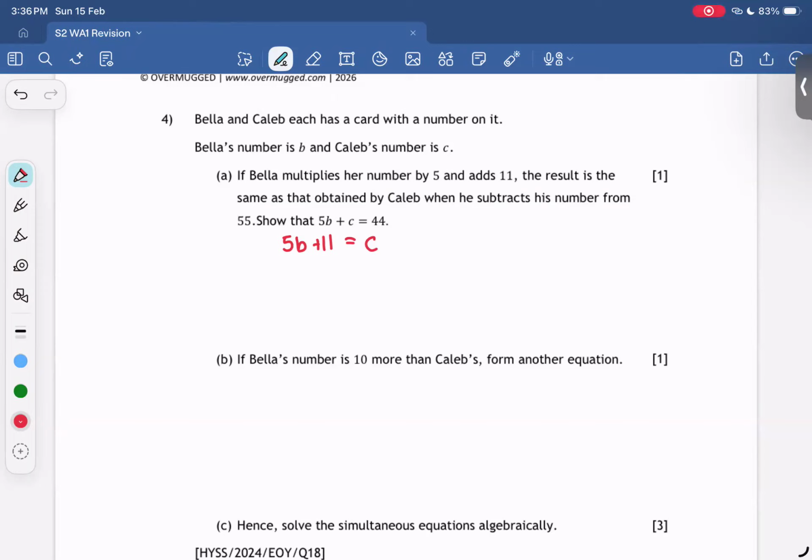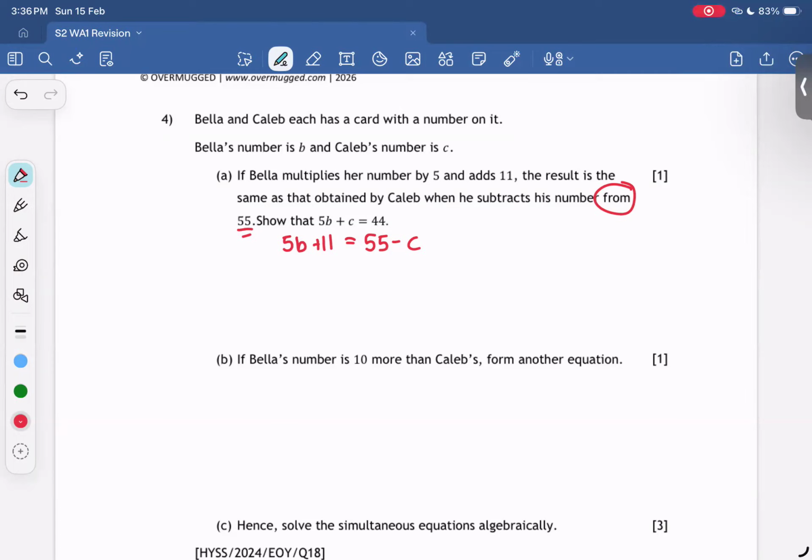When he subtracts his number from 55, this is where you need to remember, it's not C minus 55, because they say he subtracts his number from 55. So from 55 means we take 55 minus C. That's what this means. Most of the time, students get this question wrong because you don't understand the English very well. So be careful. Slowly read and understand, all right?